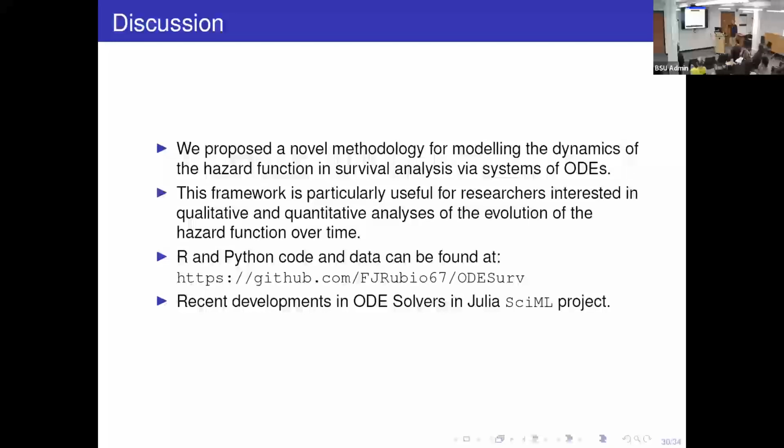And this is just a side comment, but I came across this project in Julia. It's called SciML. And they have some ODE solvers, and they claim that their solvers are 100 times faster than those in R. So I'm really looking forward to that. I hope it is true.